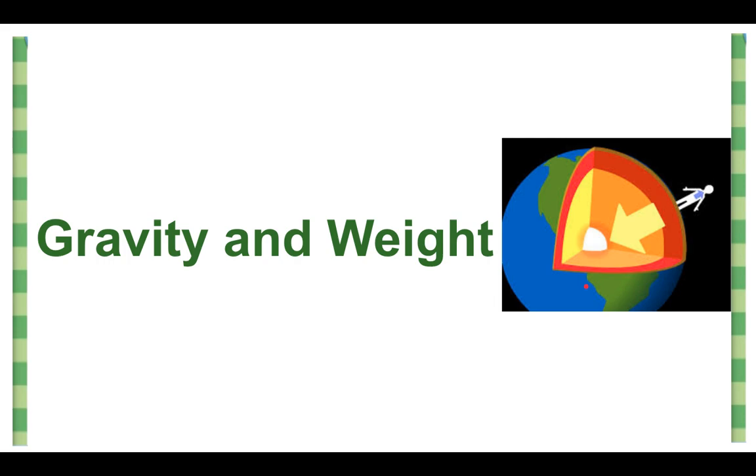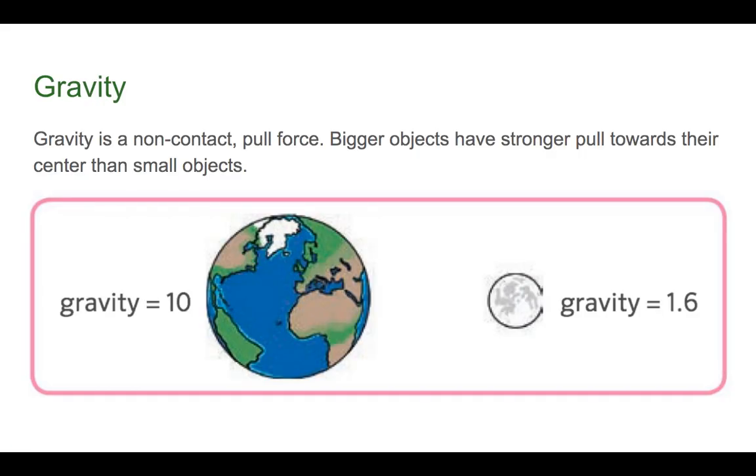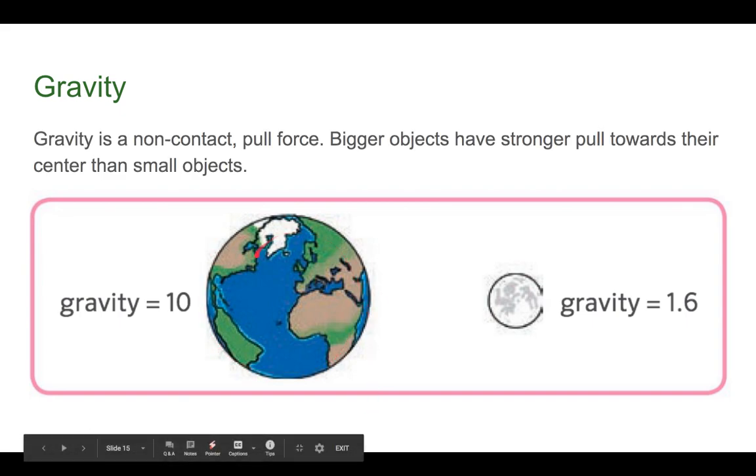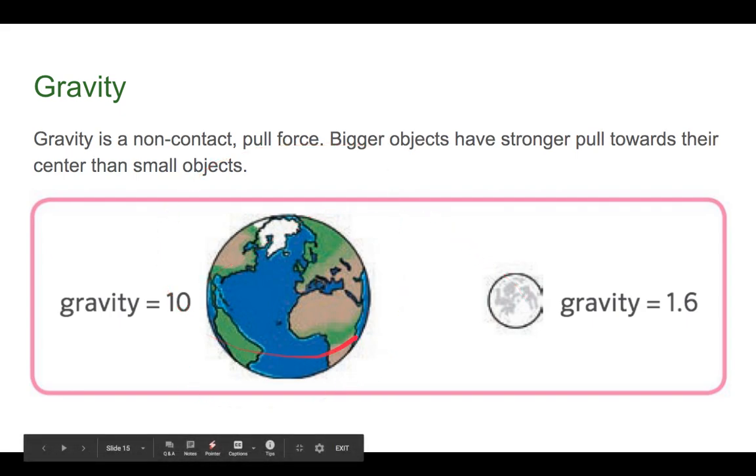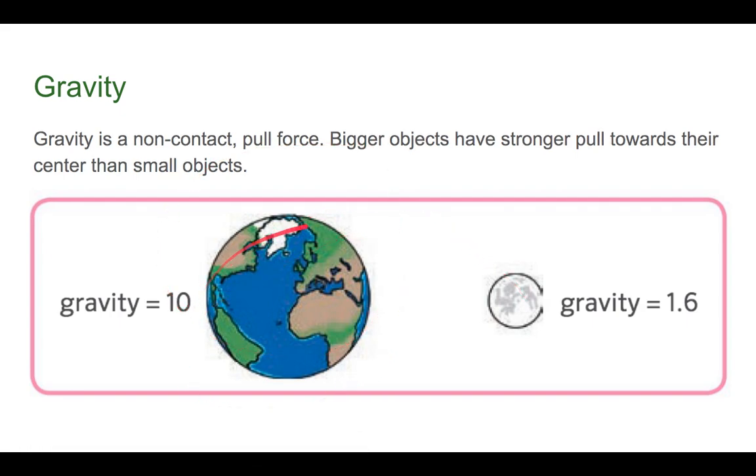Gravity and weight. Gravity is a non-contact, invisible pull force. Bigger objects have stronger pull toward their center than small objects. For this reason, the Earth has a stronger pull toward its center than the Moon. So the gravity of the Earth is 10, whereas the gravity of the Moon is 1.6.